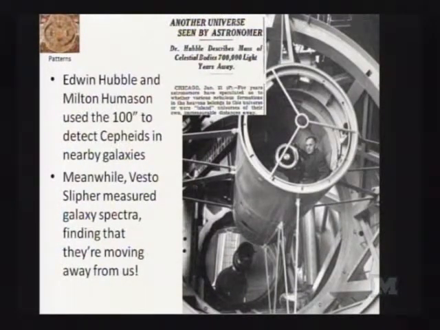So they used the 100-inch to detect these variable stars that Henrietta Leavitt had discovered in nearby galaxies. So all of a sudden they had some stars in that nearby galaxy, and they could measure how far away it was. They measured the distances to nearby galaxies. Another heroic kind of astronomer, a guy named Vesto Slipher, was busy then measuring the spectra of galaxies, first to learn what they were made of, what was their chemical composition, and second, to measure their velocities.